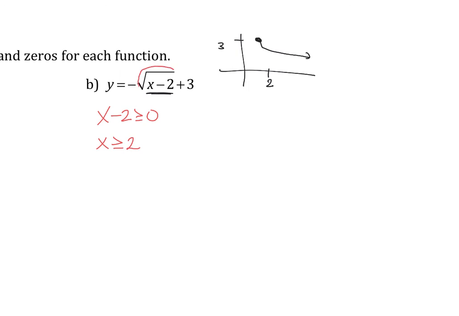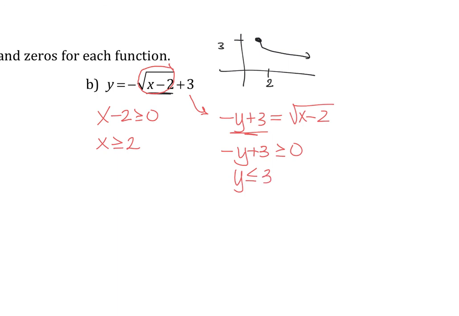And I know what I get out from this square root would have to be positive or 0. So if I isolate that square root, we'll end up with negative y plus 3 equals root x minus 2. So that means negative y plus 3 is going to have to be greater than or equal to 0. So we get y is less than or equal to 3. So we could solve for domain and range that way, or you can do it based off of the visual back from when we graphed these in Algebra 2.